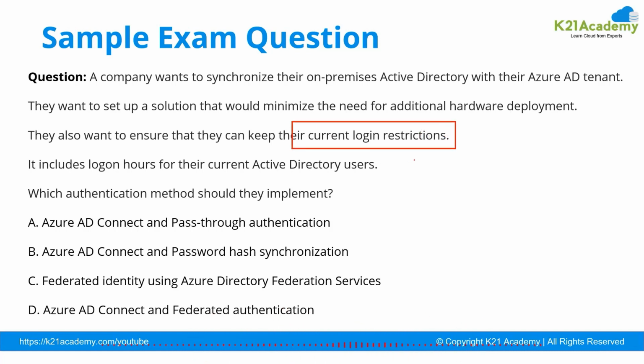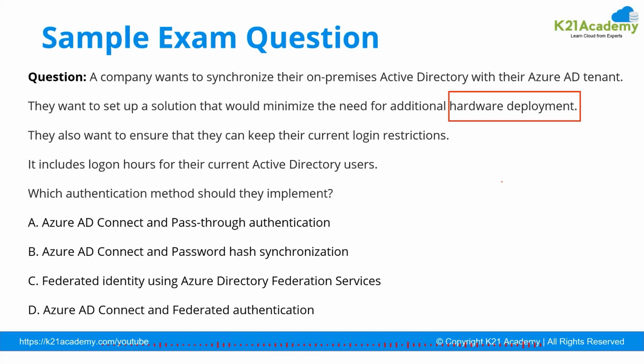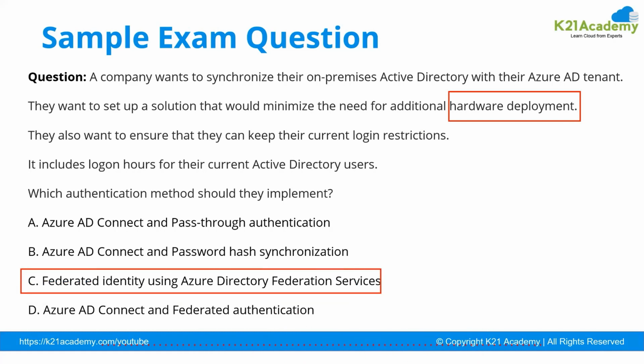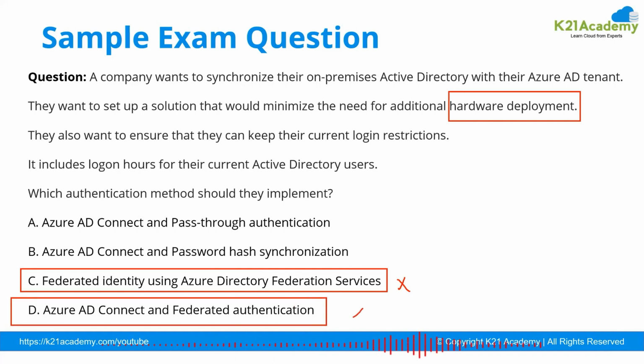So if I use the method of elimination, what are the options which are eliminated in this case? I don't want too much additional hardware. So which option is eliminated now? If you look at this, federation will require a lot of hardware. So federation is for sure gone. AD connected with federated authentication, this is also gone. Both these options are not applicable because in both cases, you will have to configure your federation, either with an ADFS server or with some third-party server.